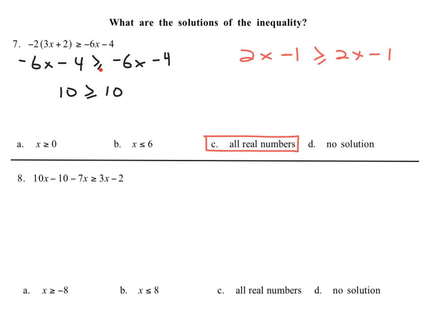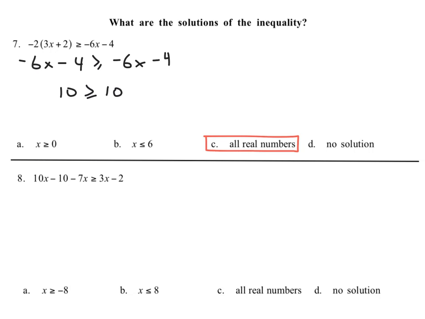Okay, so the fact that this says "or equals" is the reason why we can say that there's all real numbers, because it's exactly the same amount on both sides. It's always going to work out to be the same number no matter what x is. Okay, let's get that out of here to keep it from being confusing. And let's do this one.